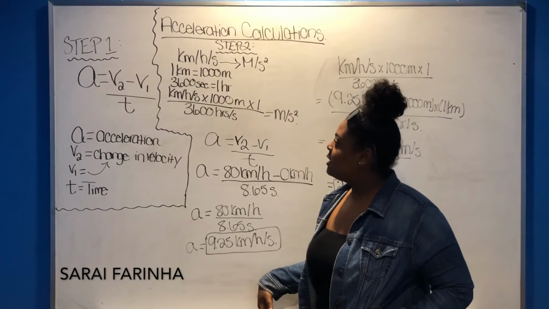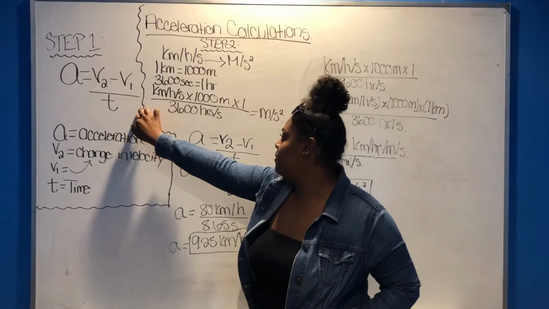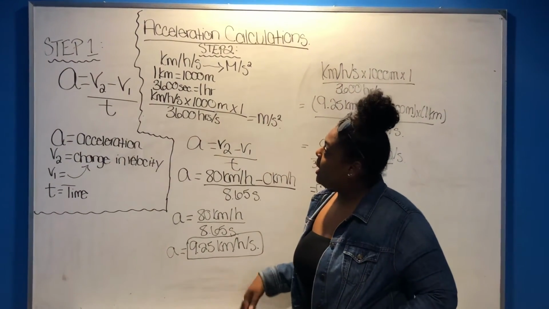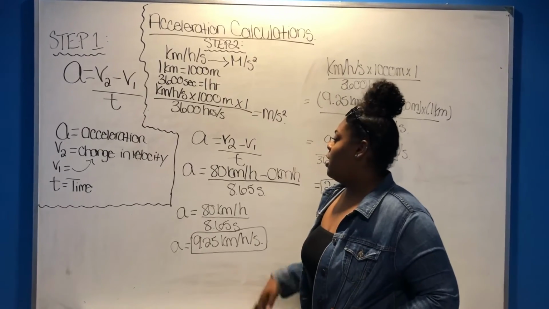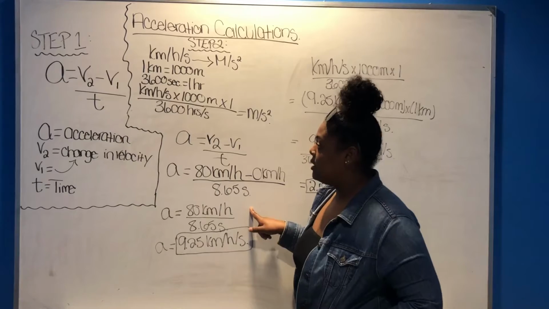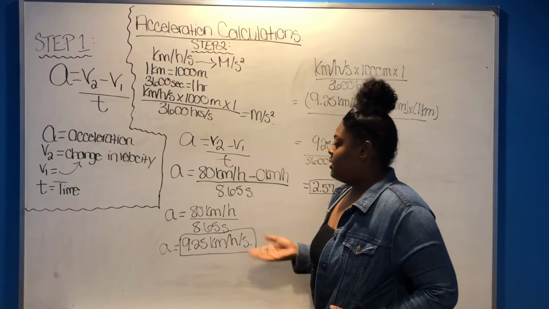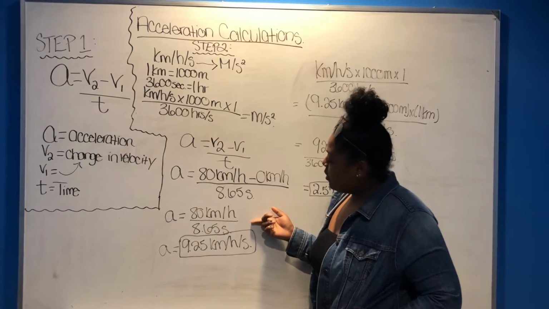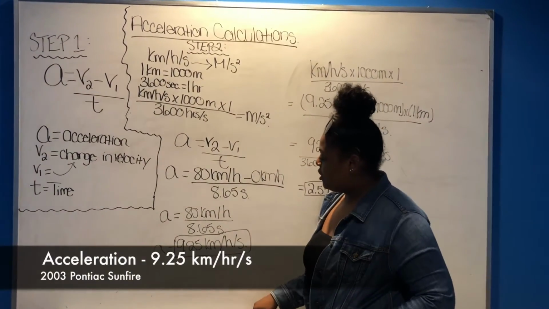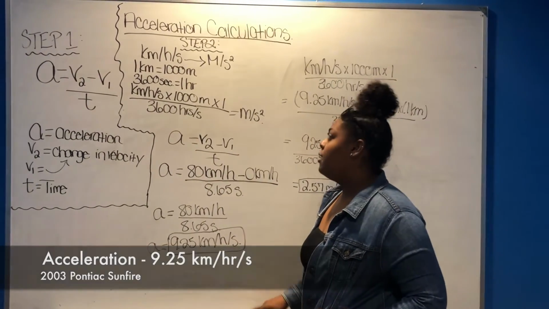So from Rebecca's explanation, I know that I'm supposed to use this equation for acceleration. So that's what we did here. We were accelerating from 0 to 80 kilometers per hour. In my case, it took my car 8.65 seconds, so we plugged that into the equation. 80 minus 0 is obviously 80, so we did 80 kilometers per hour divided by 8.65 seconds, which gave us an acceleration of 9.25 kilometers per hour per second.